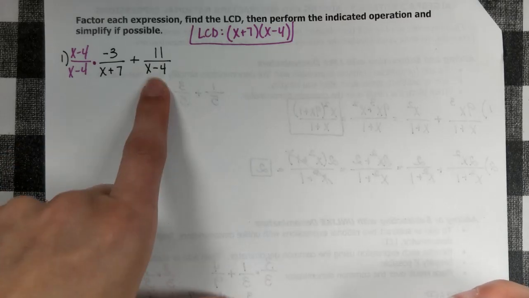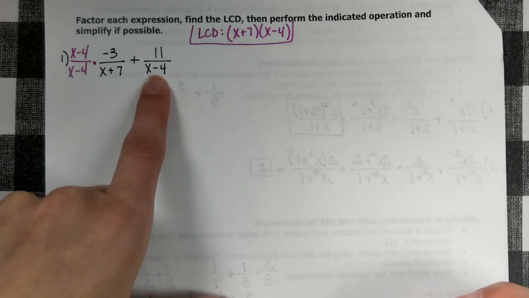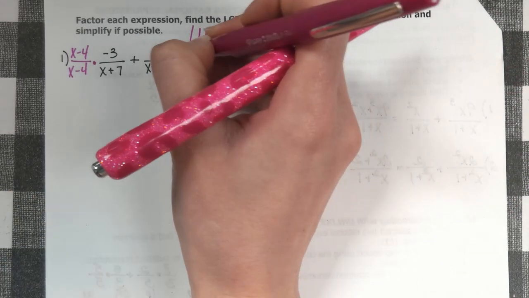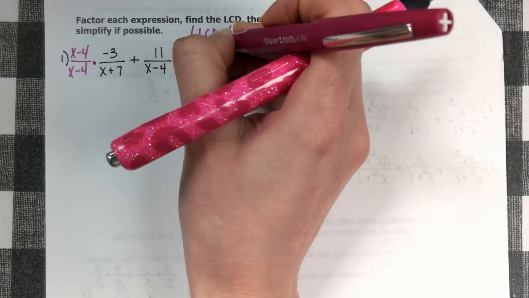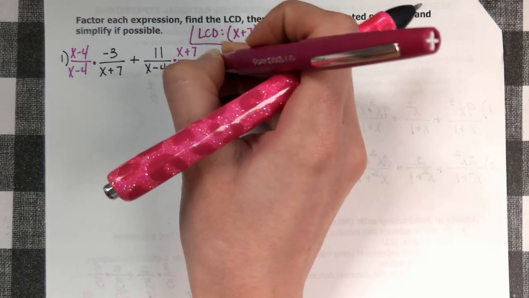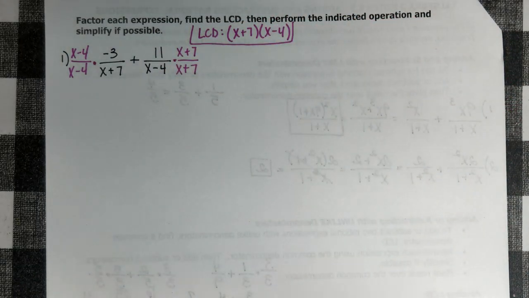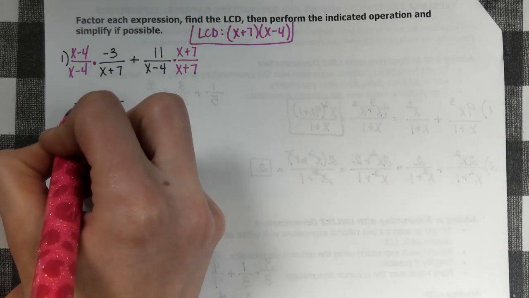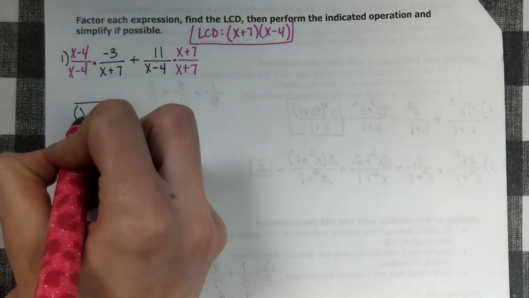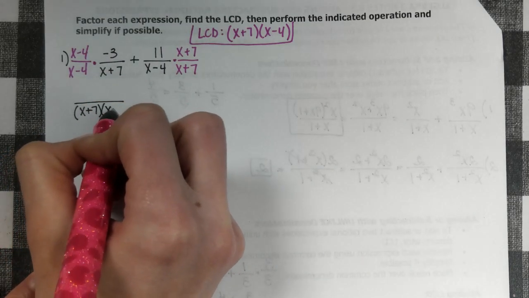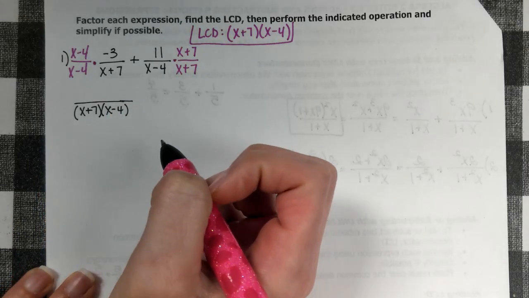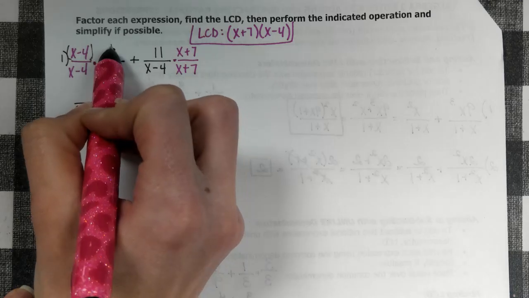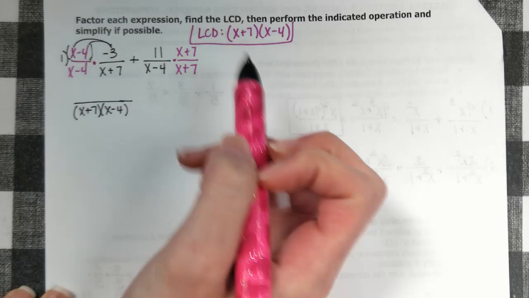Now this second fraction, my denominator is x minus 4. If I compare that to what I want it to be, what am I missing? That's what I'm multiplying by. Does that make sense? You are multiplying by whatever factor you're missing from the common denominator. So that makes it this first fraction. My whole point of multiplying is to get the common denominator of x plus 7 and x minus 4. Now my numerator, I am multiplying -3 times x minus 4.